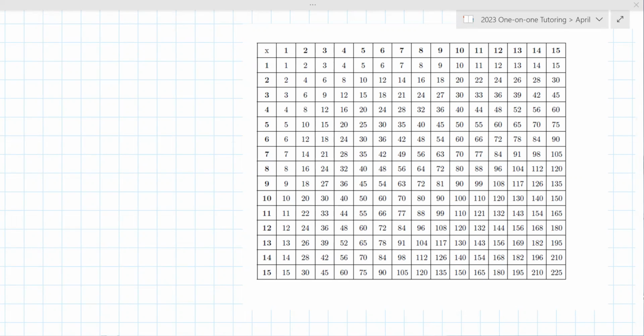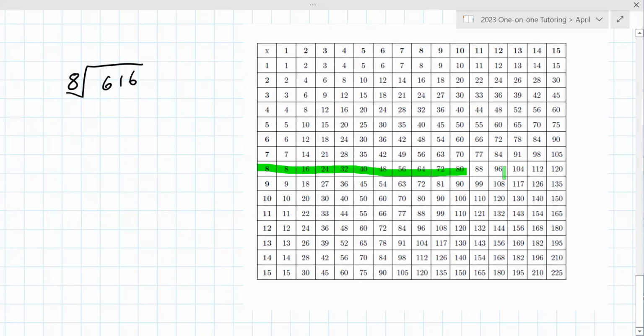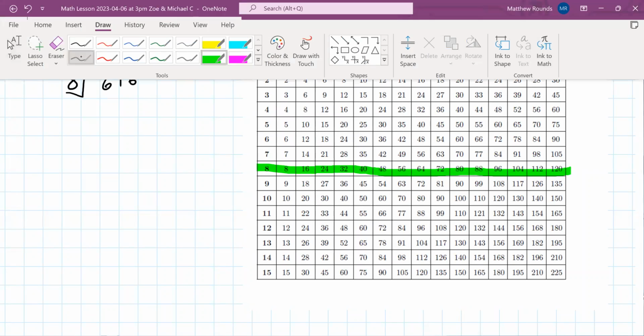All right, let's do 616 divided by 8. Okay. So again, 8 does not go into that first digit. 8 does not go into 6. But 61. 61, yeah. Excuse me. It's between 64 and 72. Um, eight.